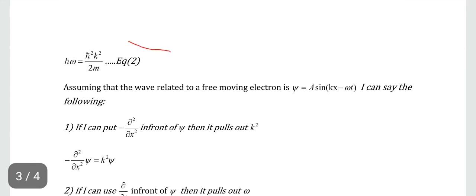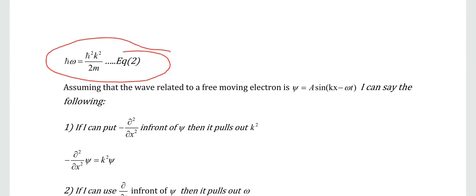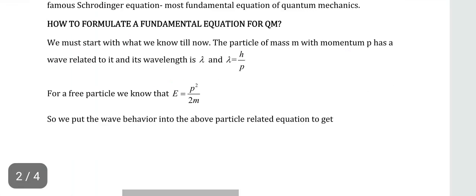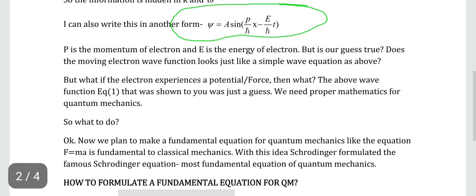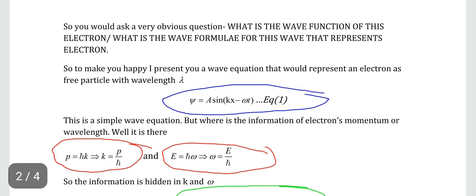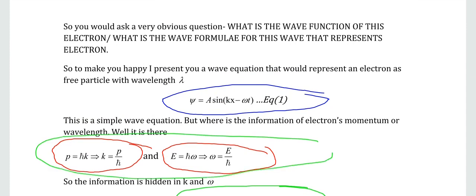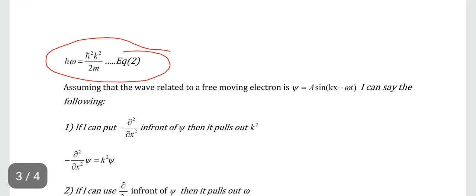I mean this relation. And what is energy in terms of omega? We have already seen it. Let me show you again. Here, can you see this part? Here the energy is related to omega and momentum is related to k. So the equation in the red box is very easy.